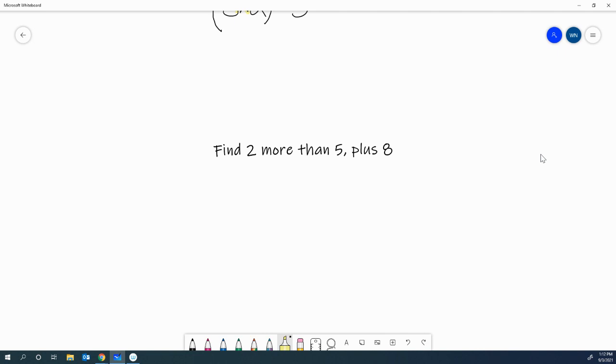Find 2 more than 5 plus 8. We know that more than is add, and plus is also add. So find 5, 2 more than that, plus 8. That comma here also works like a then. So find 2 more than 5, 5 plus 2, or 2 plus 5. We know the commutative property says it doesn't matter. Plus 8. Remember that comma is kind of like saying then. 5 plus 2, then plus 8.